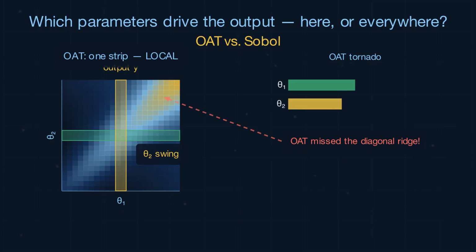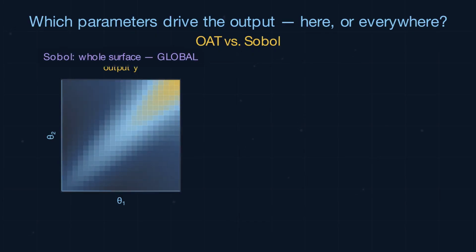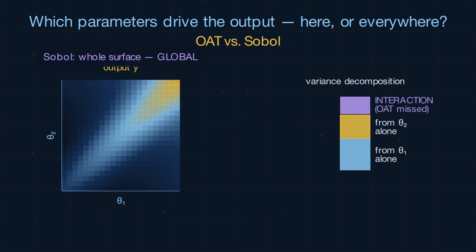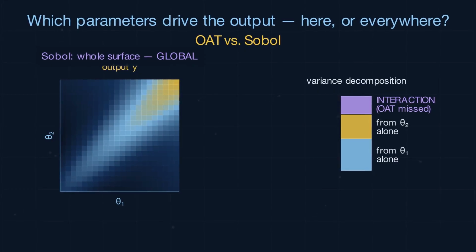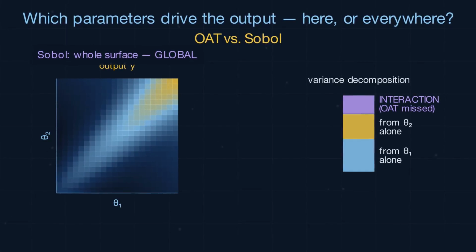Sobol sensitivity asks a global question. Instead of one strip, scan the entire surface. Decompose the total height variance into 3 parts. First, the variance explained by θ1 alone, how much the surface tilts along one axis averaged over the other. Second, the variance explained by θ2 alone. Third, critically, the variance from their interaction. The part of the variance that only emerges when both parameters move together. These three quantities stack into a total variance bar.